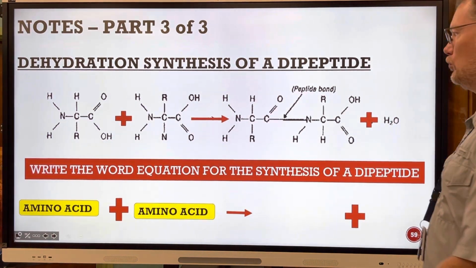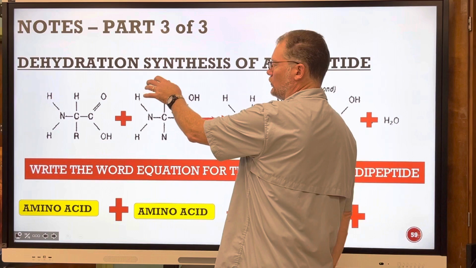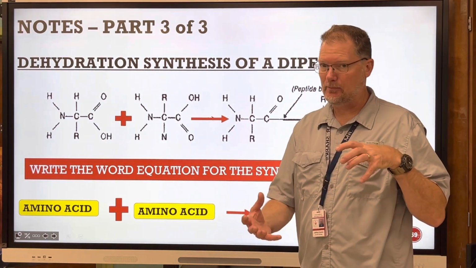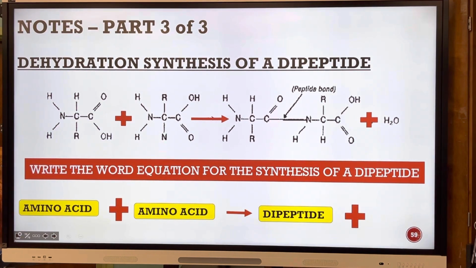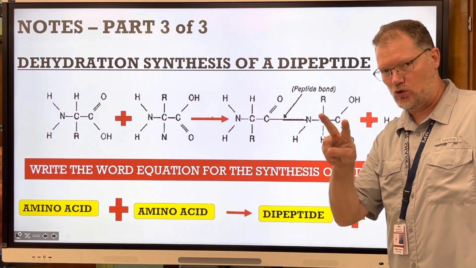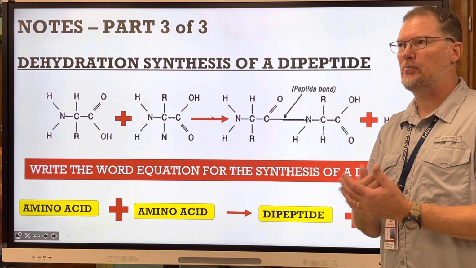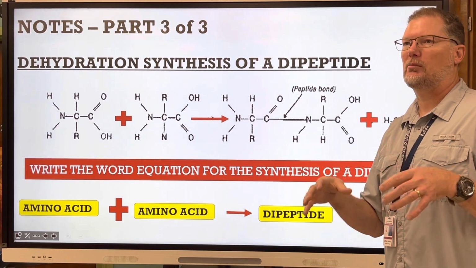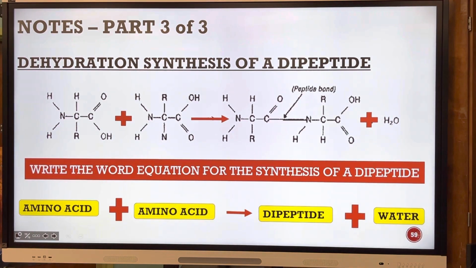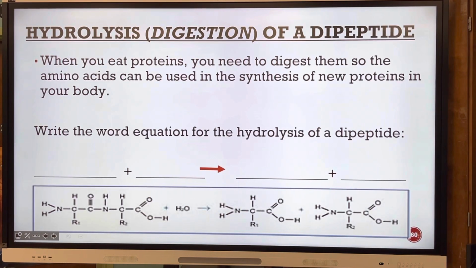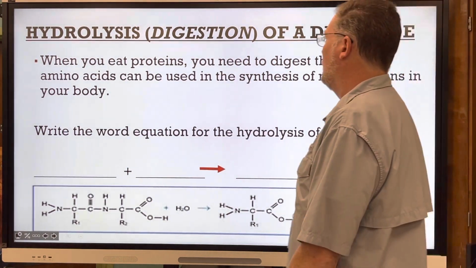Dehydration. So you've got two amino acids. Remember they had those R groups that made them unique. And then they're going to make the dipeptide. Di means two, remember. And whenever we talk about peptides or peptide bonds, we're talking about proteins and water. Okay? So two amino acids form a dipeptide and water.